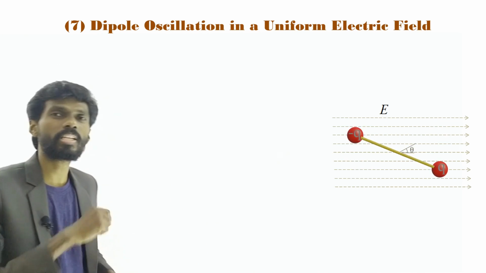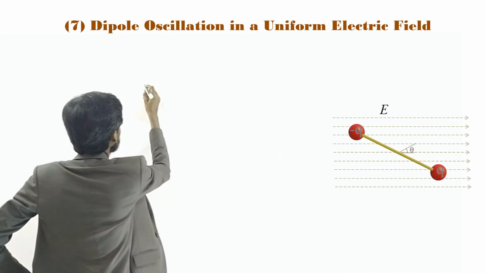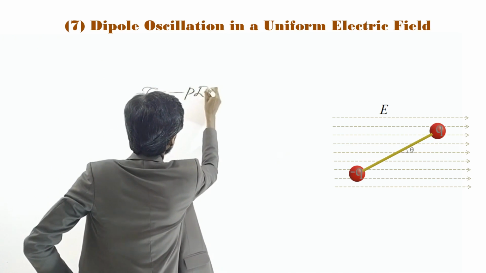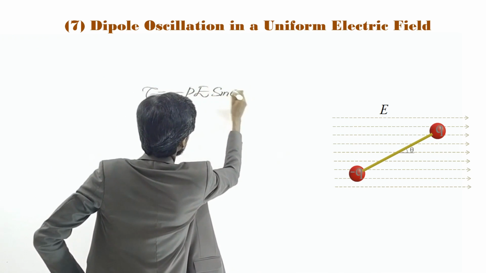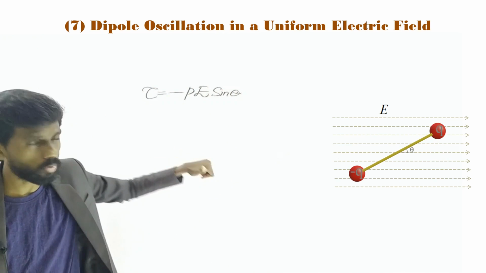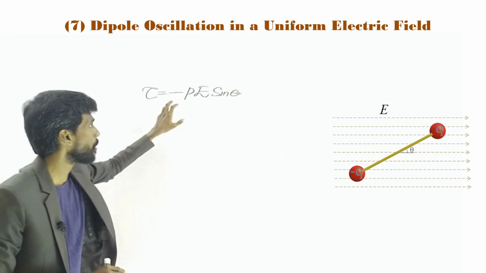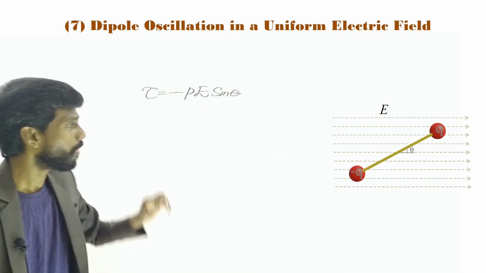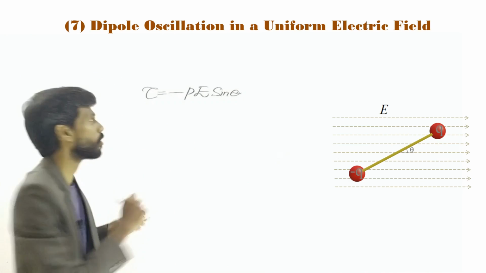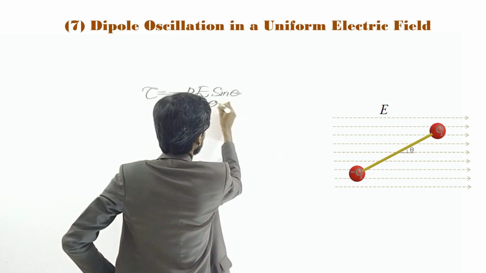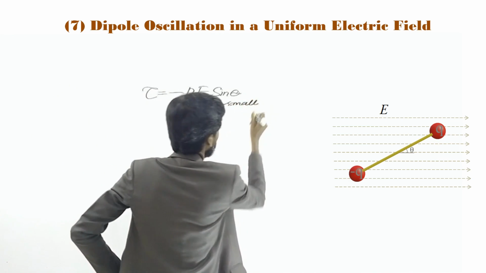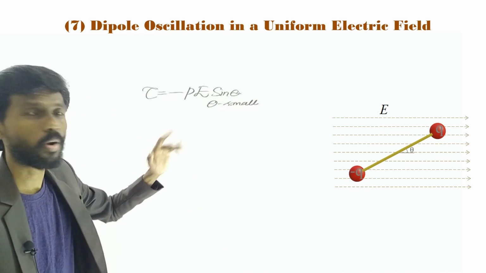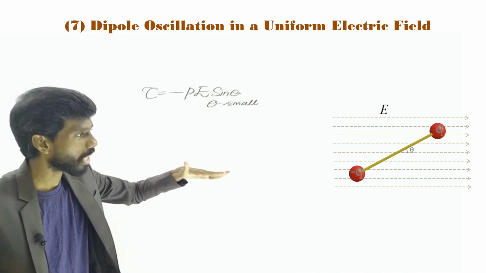Now we have seen that the torque when it makes angle theta is minus Pe sin theta. I am taking the outward direction to be positive, so this will be minus Pe sin theta. Now we will take this angle theta to be very small. Only when you take theta very small will it have simple harmonic motion. So theta is taken to be very small, slightly disturbed.